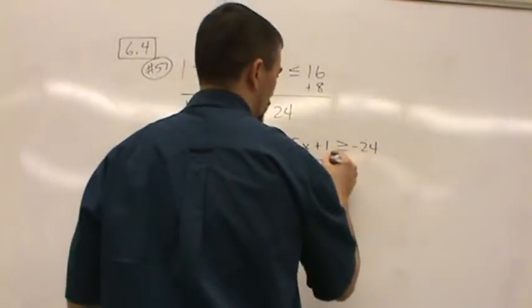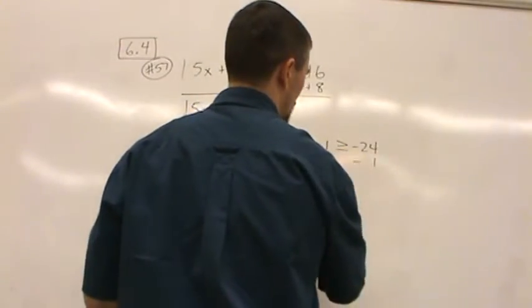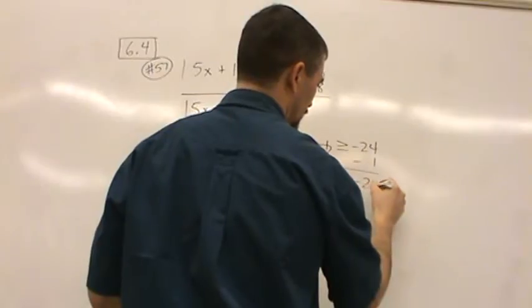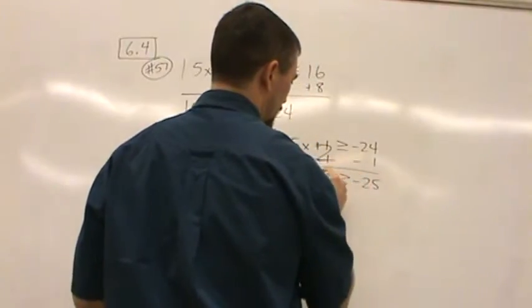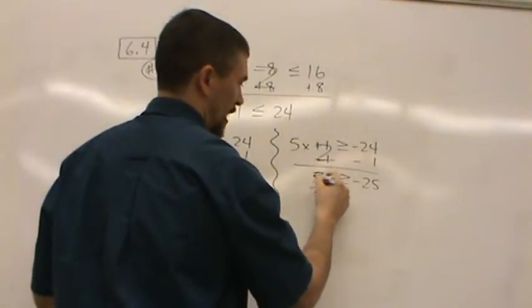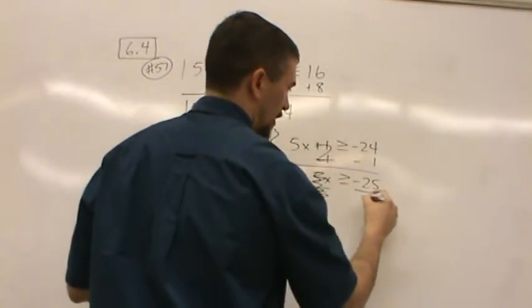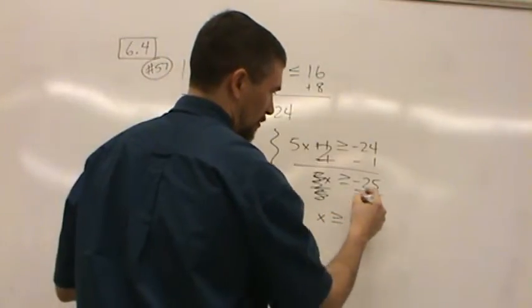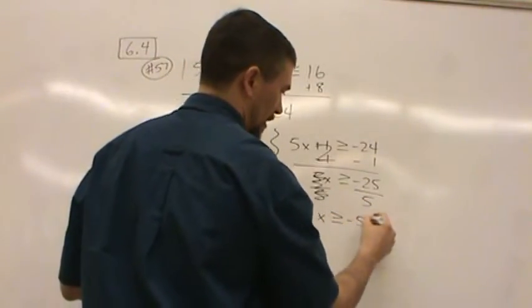And now we go over here and we end up with, that's gone, -25. 5x is greater than -25, so divide by 5 to get rid of that. Divide by 5, and now we've got x greater than or equal to what is basically -5.